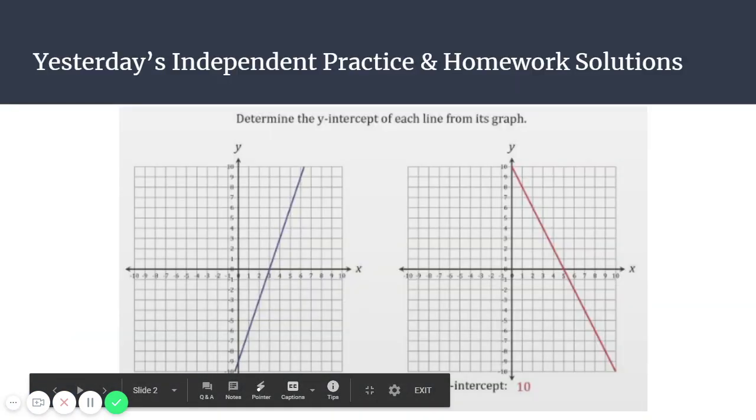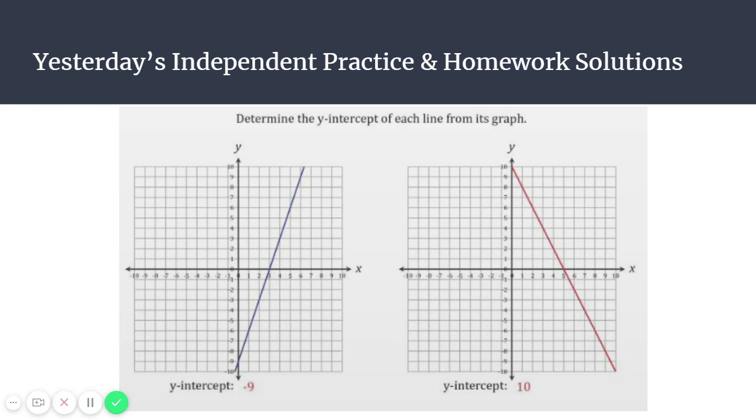Going over yesterday's independent practice and homework, the direction states that you will determine the y-intercept of each line on this graph. That is the point where your x-coordinate is 0 and the line on the graph crosses the y-axis. With that being said, if we're looking at graph number 1, we see that the line crosses the graph at -9 on the y-axis. And if you're looking at graph 2, we see that the red line crosses the graph at +10. So the y-intercept for graph 2 is +10.